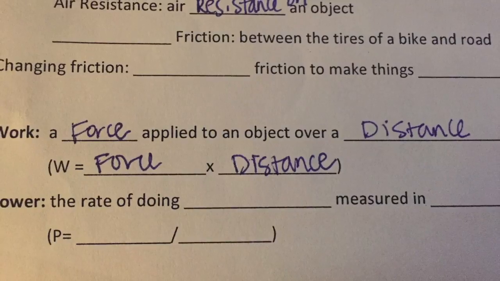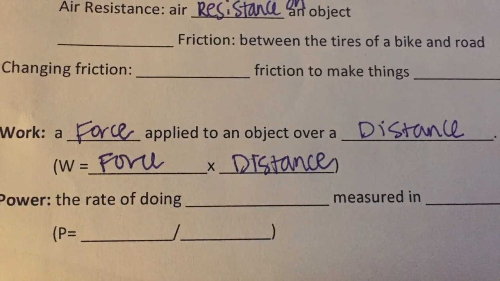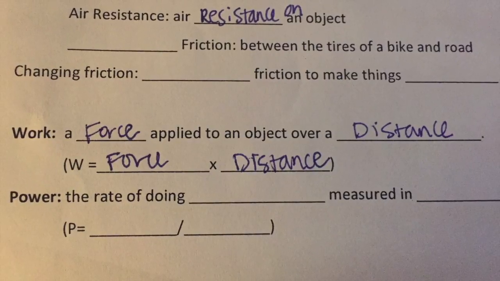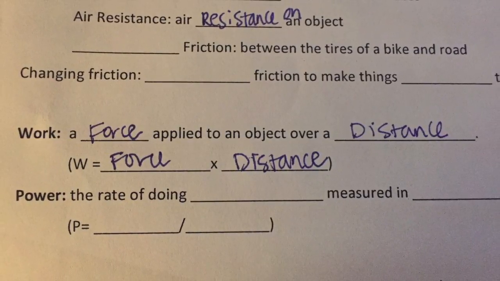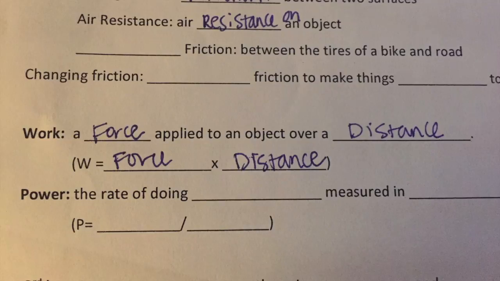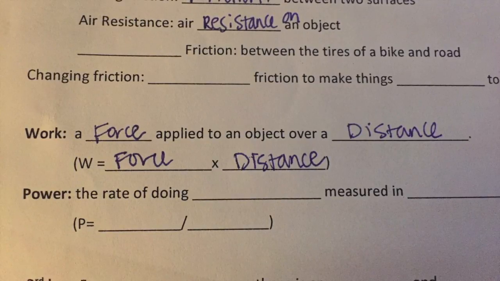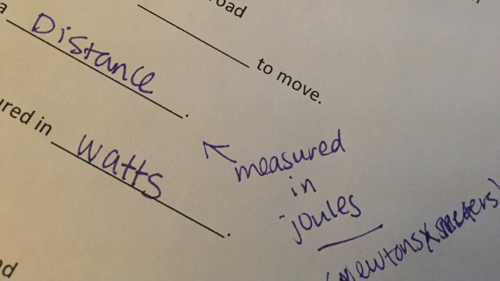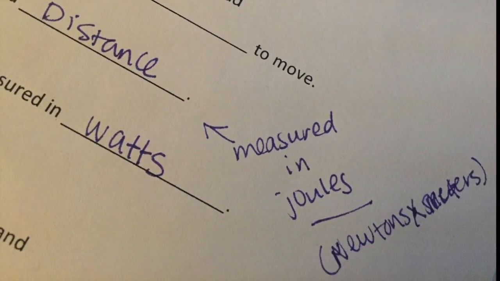Work is a term that you've probably heard lots of different times, but in terms of physics and science, work is a force applied to an object over a distance, and it can be calculated as force times distance, and it's measured in something called a joule, which is the same thing as a Newton times a meter.